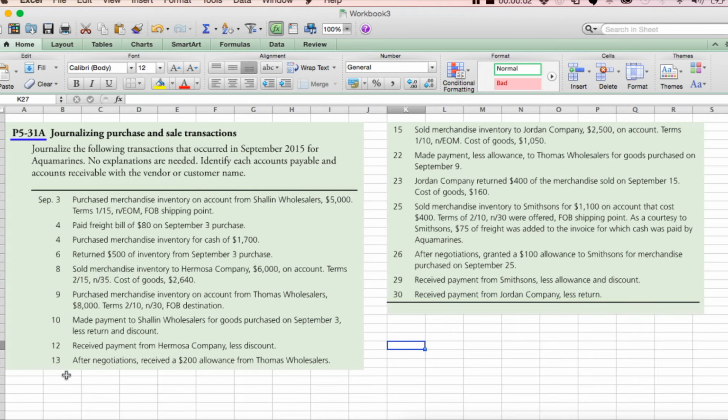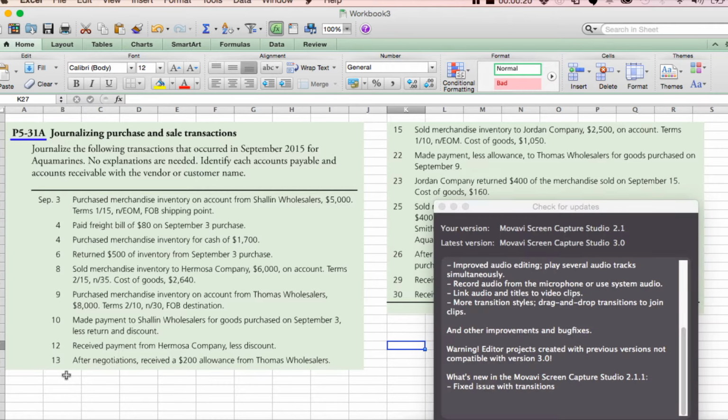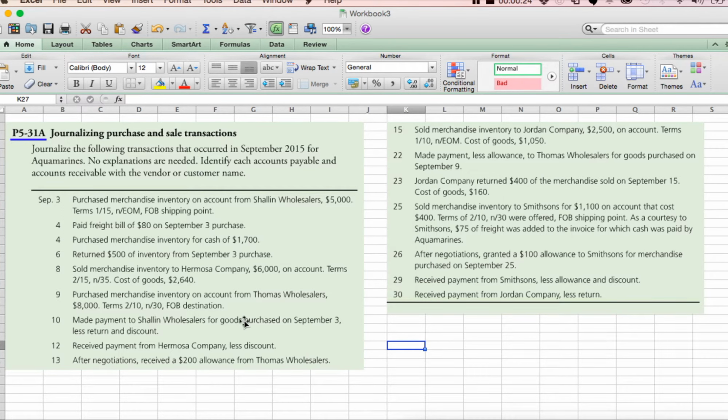So here's a problem from Chapter 5, and this covers basically learning objectives 1, 2, and 3. Okay, so what we're going to do, it says journalizing purchase and sale transactions. So journalize the following transactions that occurred in September 2015 for Aquamarines.